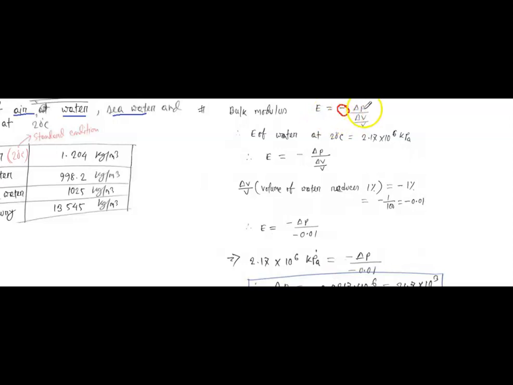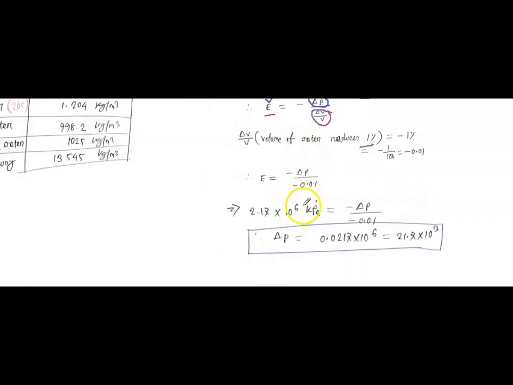So now E equal to delta P over delta V by V. The bulk modulus of elasticity of water at 20 degrees centigrade is 2.17 times 10 to the power 6 kPa. So that means we know this E. We need to calculate this delta P. If we know this delta V over V, then we can easily get the pressure. What is this? The delta V over V is the volume of water which is reduced 1%. So that means negative 1, and percentage means 1 over 100, that means negative 0.01.